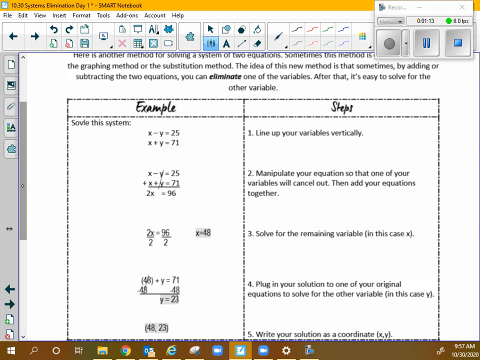So first things first, you have to line up your variables vertically. Kind of like when you were learning how to add decimals. How would I add those? Right, I would line them up. I have to line them up. So I'm going to have the same idea going here, but instead of lining up decimals, I'm lining up variables.